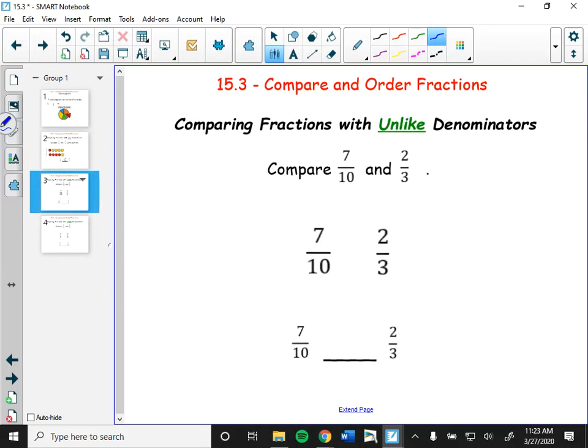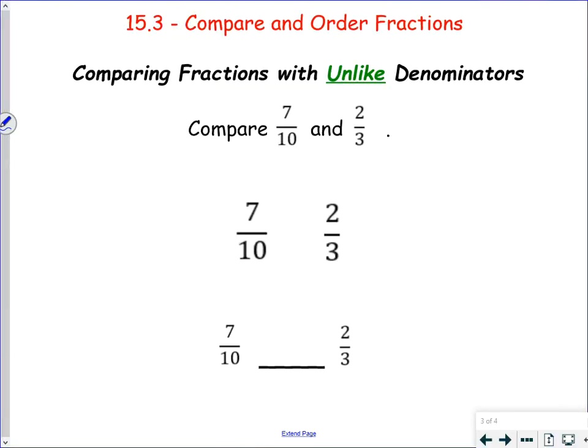Let's try some ones with unlike denominators. There's going to be a little trick I'm going to teach you here. Unlike means that they are different, different denominators. We are going to compare 7/10 and 2/3. When we have unlike denominators, there's a little trick that you're going to do. It only works if you have unlike denominators, because when you have like denominators, it's pretty easy to figure out.